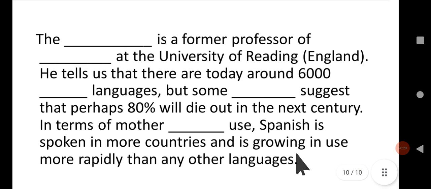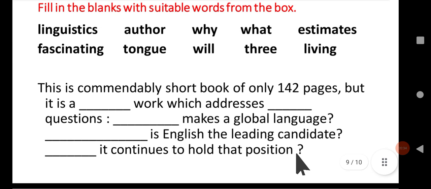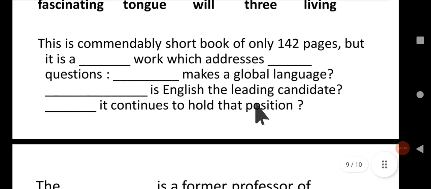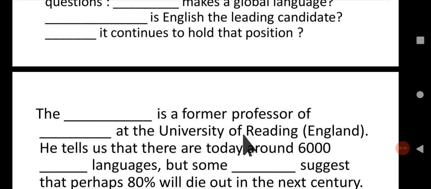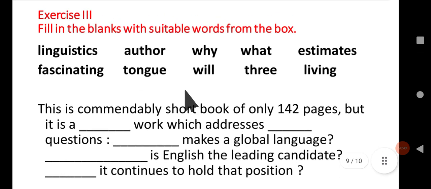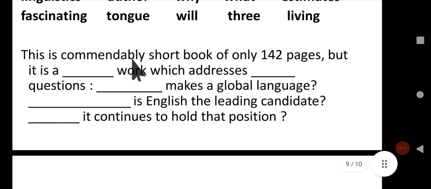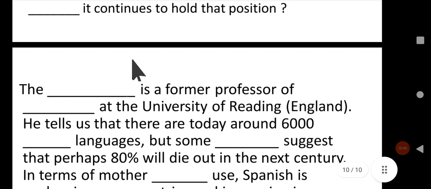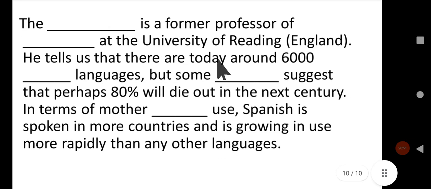Next, the dash is the former of dash at the University of Reading, which is in England. So the dash is a former professor. Who is a former professor? The author of this book is a former professor of dash at the University of Reading. Is a former professor of linguistics who studies all languages. Okay. So the author is the former professor of linguistics at this university.